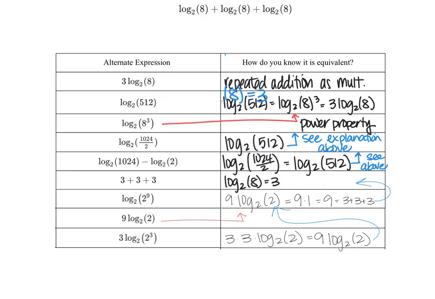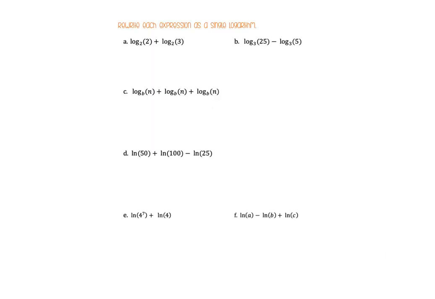Okay, all right. Now, last but not least, there are 6 problems on this page. I would like you to use the properties that have been discussed to write each one of these expressions as a single logarithm. So you can use the product property, the power property, the quotient property, whatever you got to use. Go ahead and try these 6 and then just come back and check your answers.